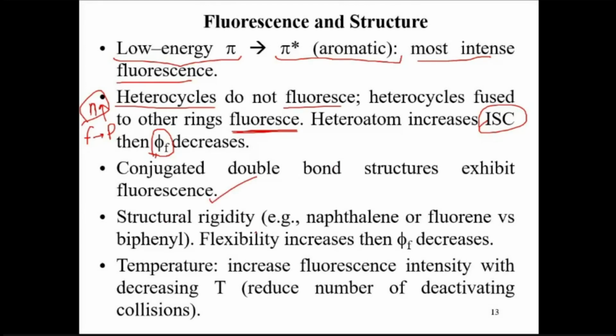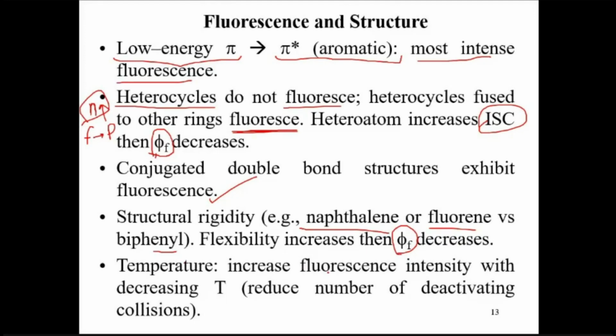Structural rigidity, that means the molecular structures which are difficult to rotate or bend. Okay, they are rigid, sterically hindered structures like naphthalene, fluorene, or biphenyl. As flexibility increases, the quantum yield of fluorescence decreases.